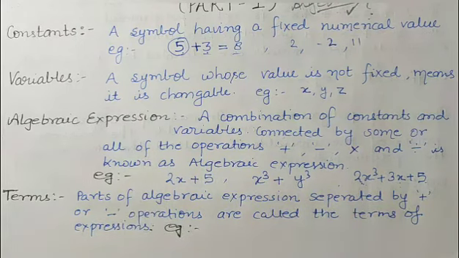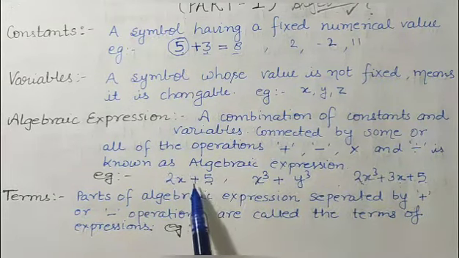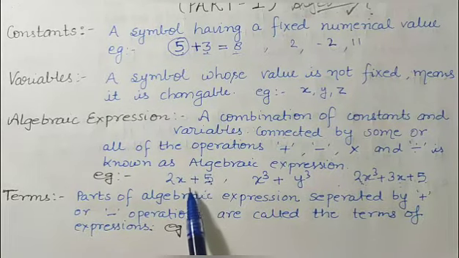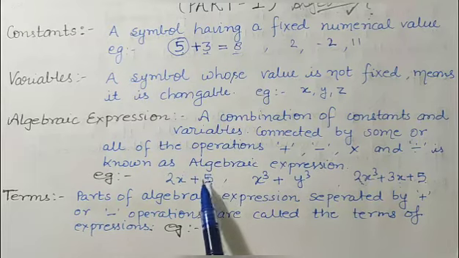Now coming to our next topic, that is terms. Parts of an algebraic expression separated by plus or minus operations are called the terms of the expression. What does it mean, student? See, this was the algebraic expression. The parts of this algebraic expression, if you take 2x or if you take 5, both will be terms.